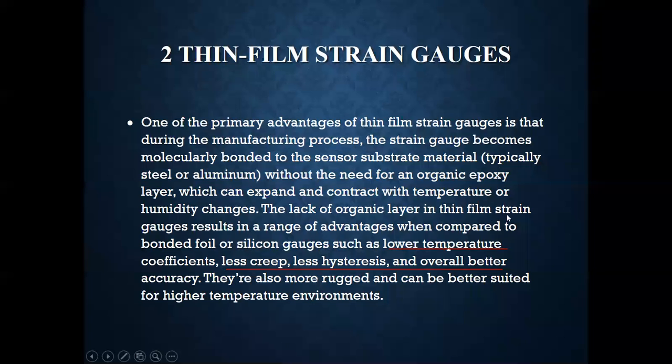The lack of an organic layer in a thin film strain gauge results in a range of advantages compared to a bonded foil strain gauge, such as lower temperature coefficient, less creep, less hysteresis, and overall better accuracy. You will get better accuracy if you go for a thin film strain gauge.